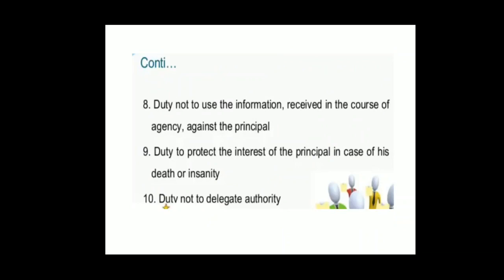And there is a duty not to delegate the authority. Don't do that. You are already the agent, so you should not delegate all your work or your authority to someone else. Don't do that. It was your work, so you have to complete it yourself.